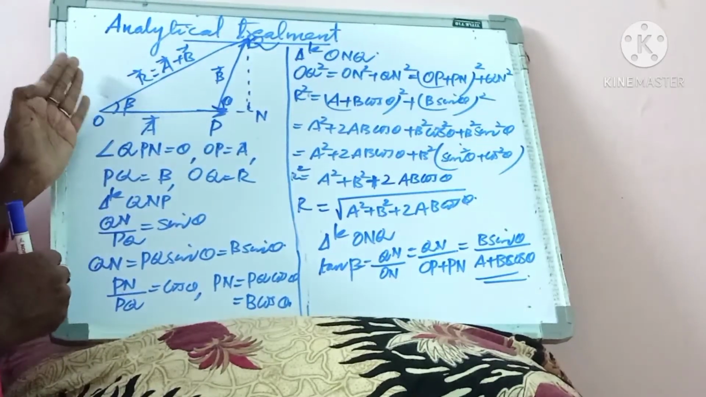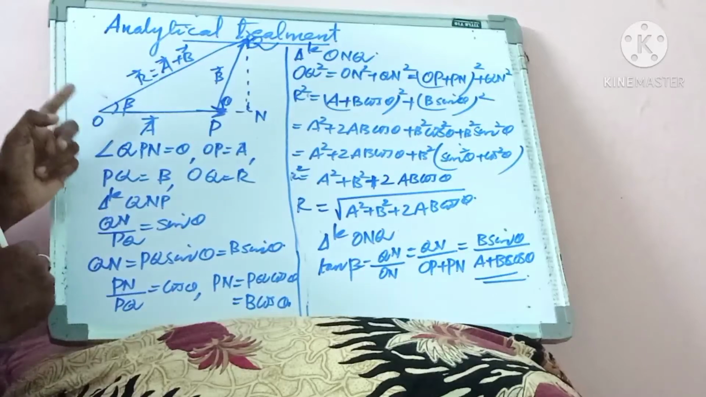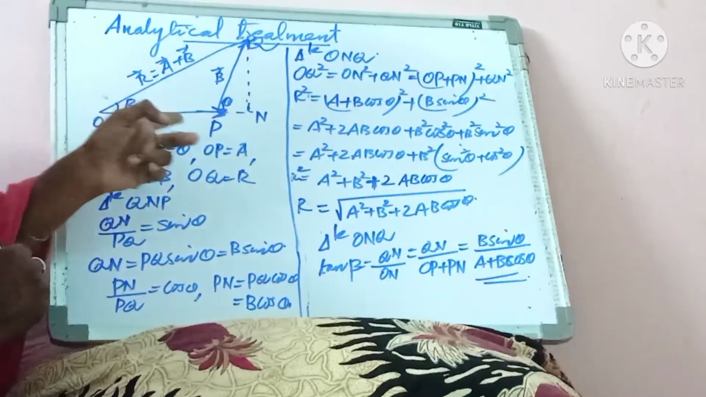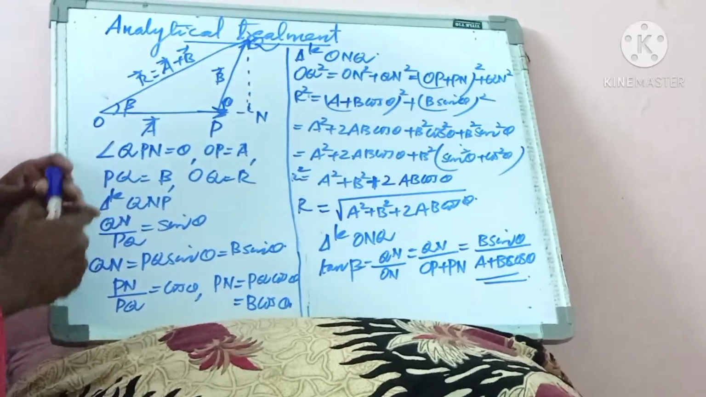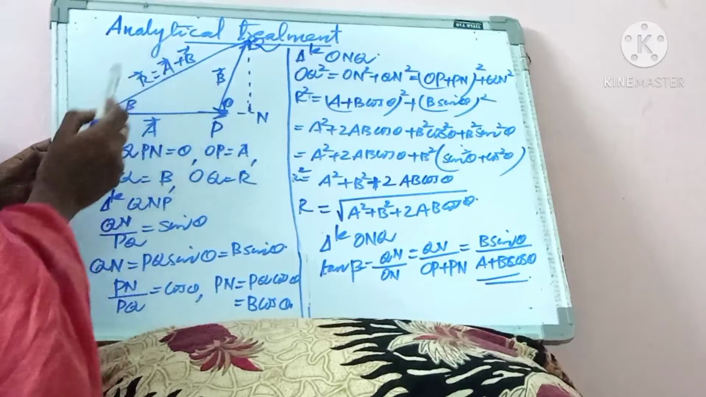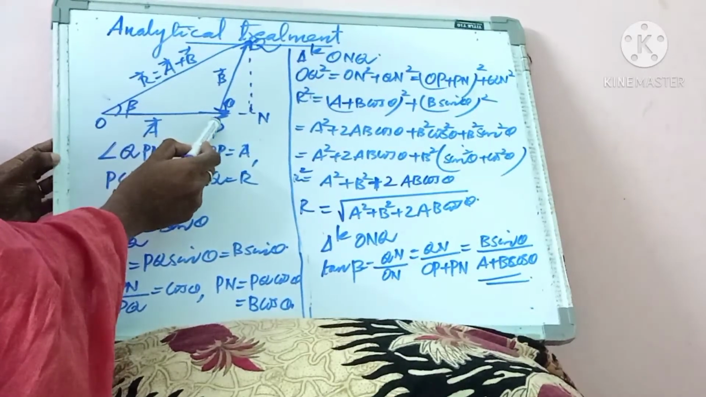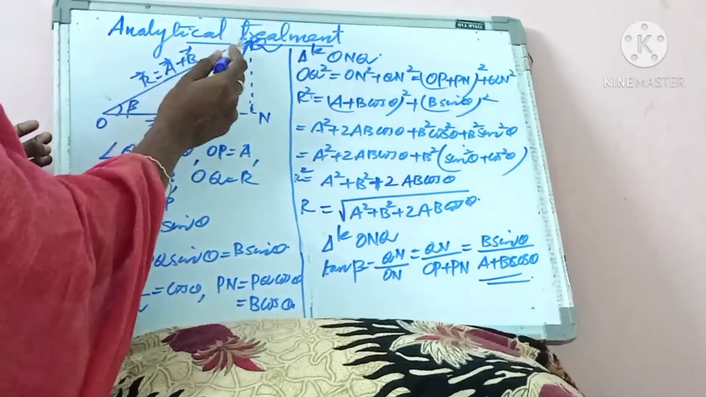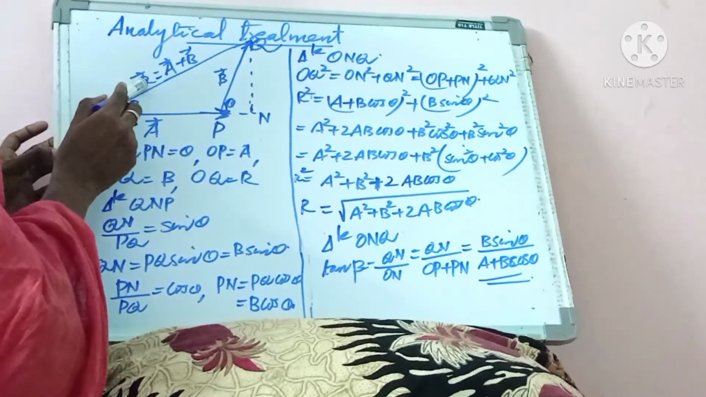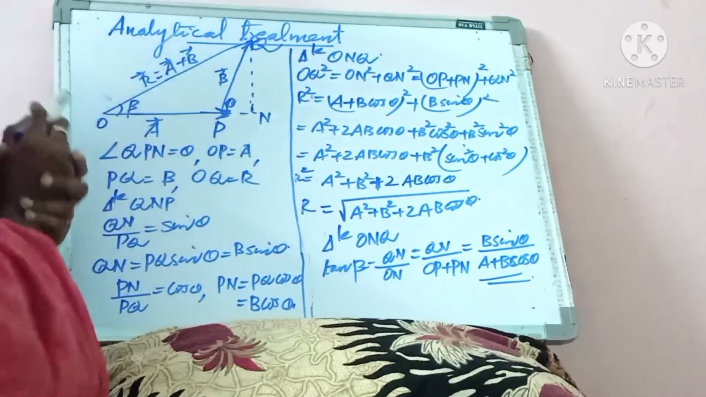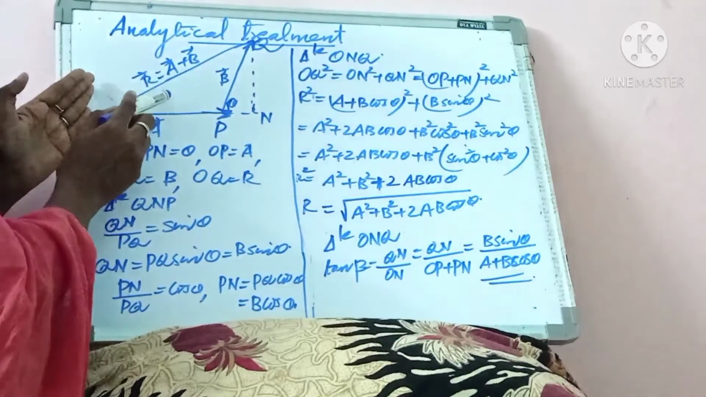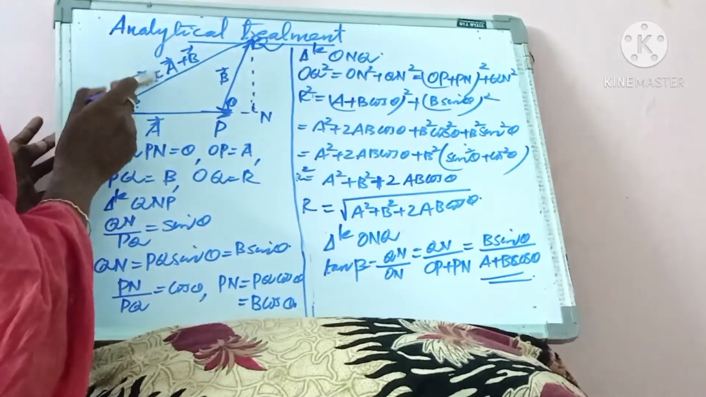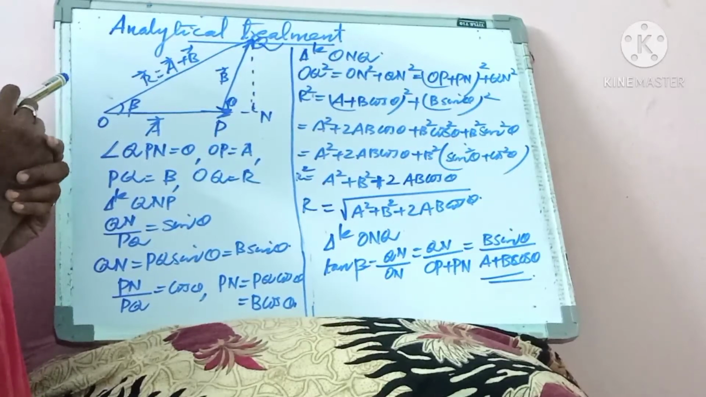By the triangle of vector addition, here we have two vectors, vector A and vector B. These are represented as the sides OP and PQ of the triangle respectively. Then the third side OQ represents the resultant vector R, which is equal to vector A plus vector B. Next, we are going to calculate the magnitude of the resultant vector R.